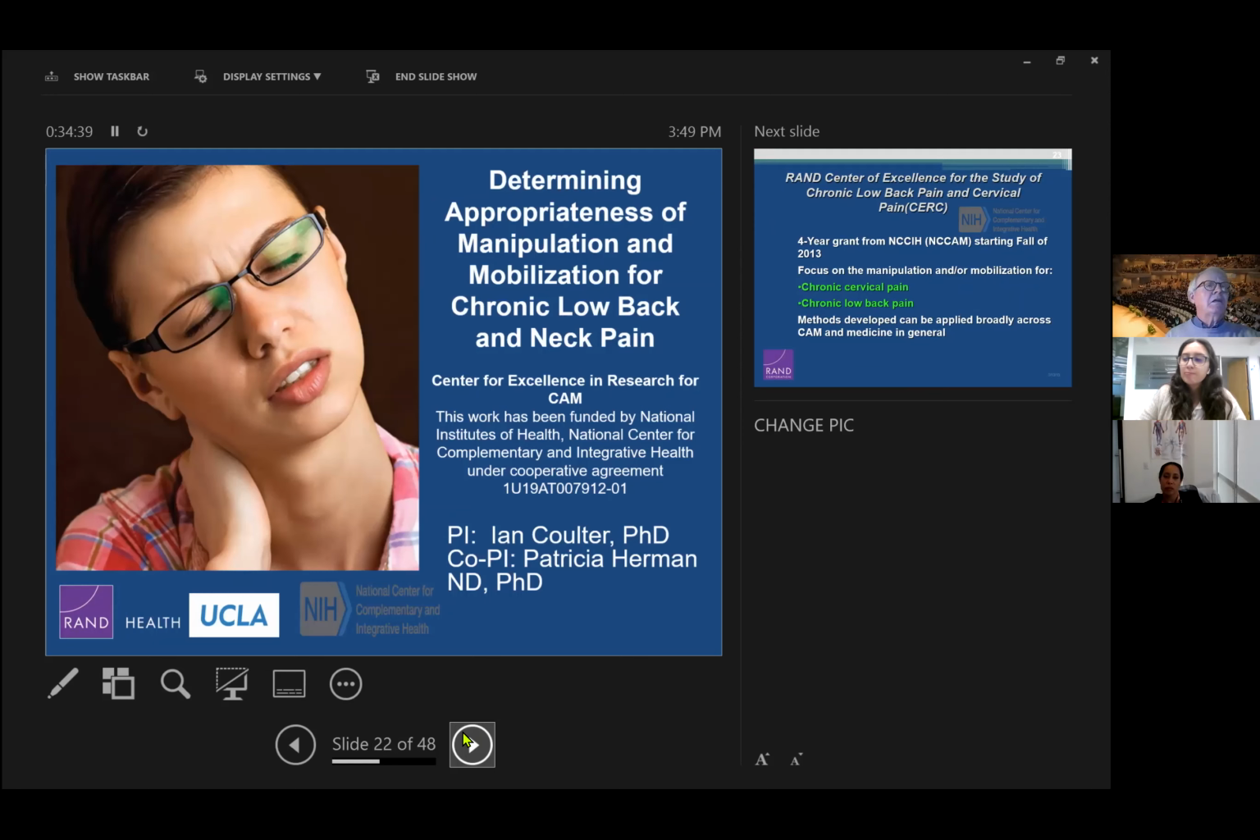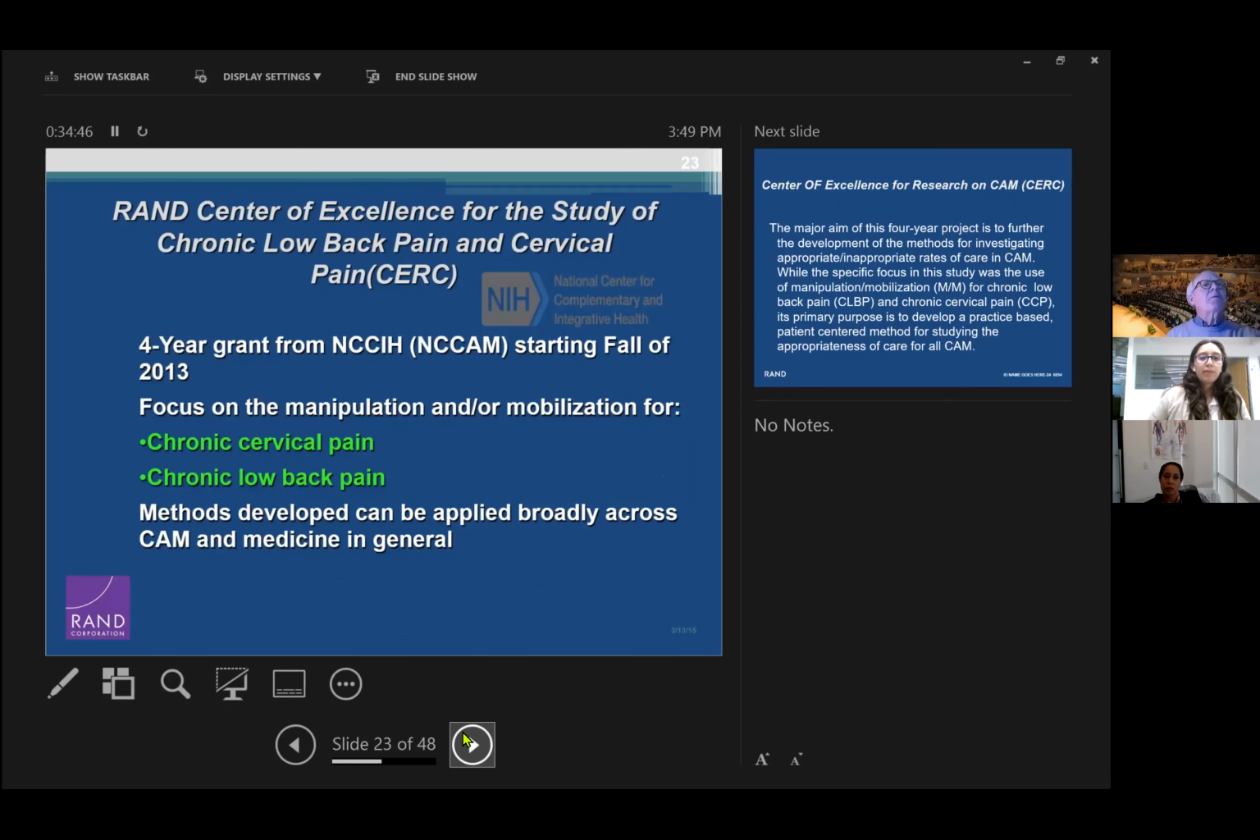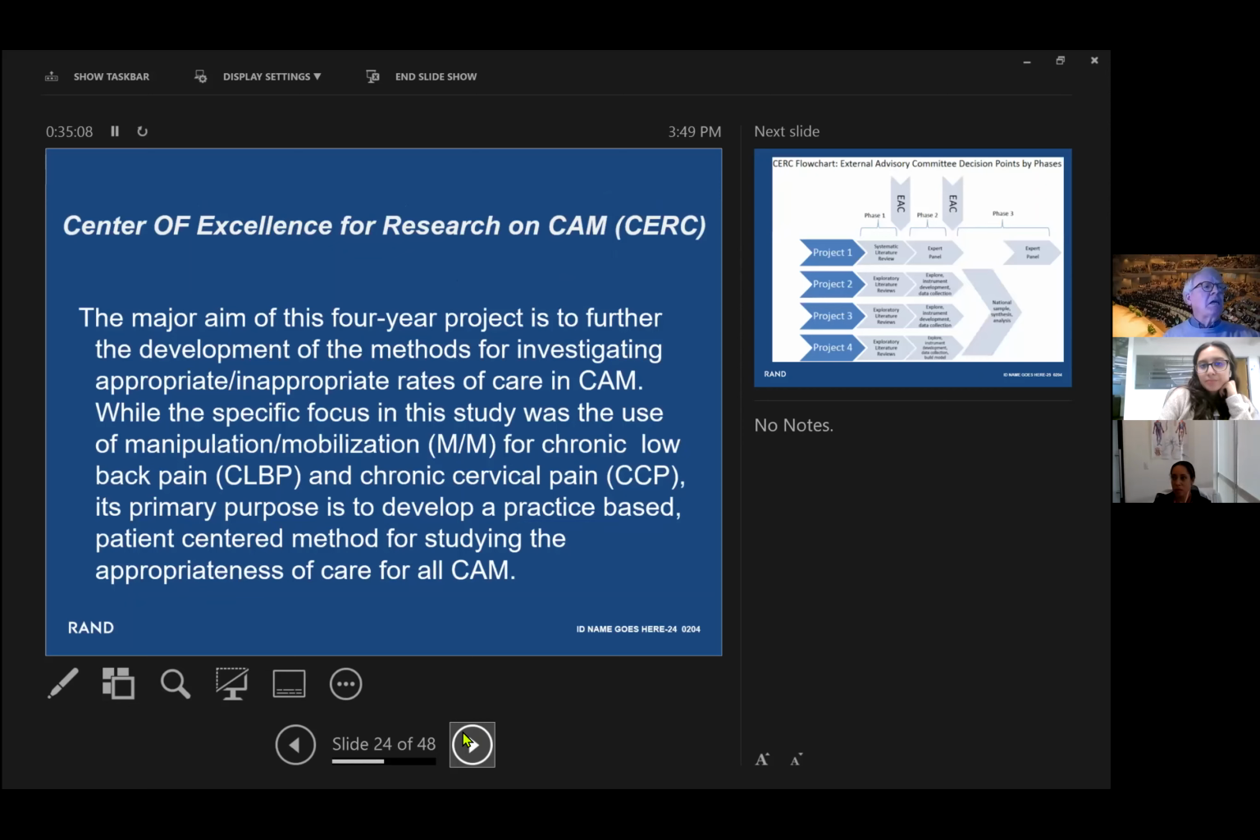It's now called the National Center for Complementary and Integrative Health. But it was actually funded to develop the method to assess appropriate use of studies on complementary alternative medicine. So even though we chose chronic back pain and we chose manipulation, the actual method was to be applicable to the whole of complementary alternative medicine. So we chose the 2, right? The major aim was a 4-year study. It was to look at manipulation and mobilization for both back pain and chronic cervical pain.